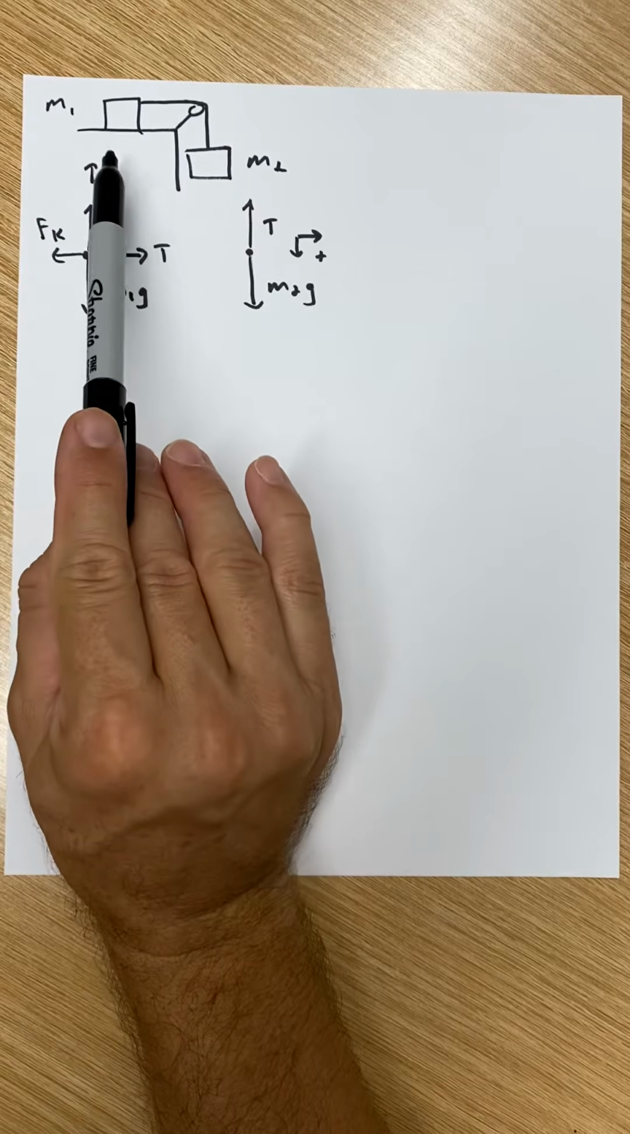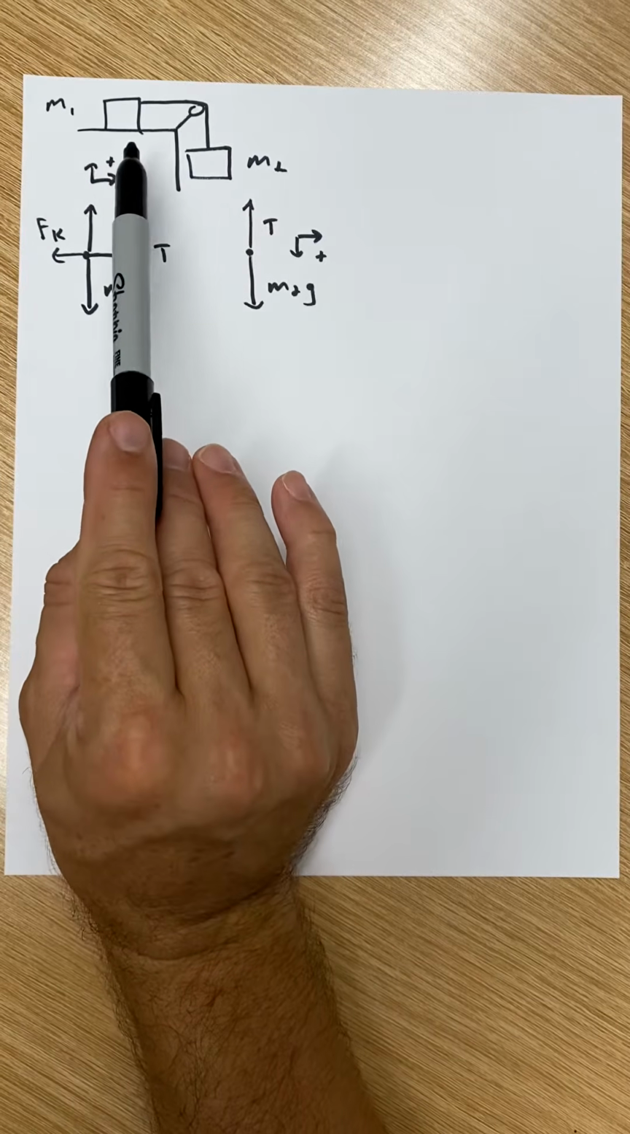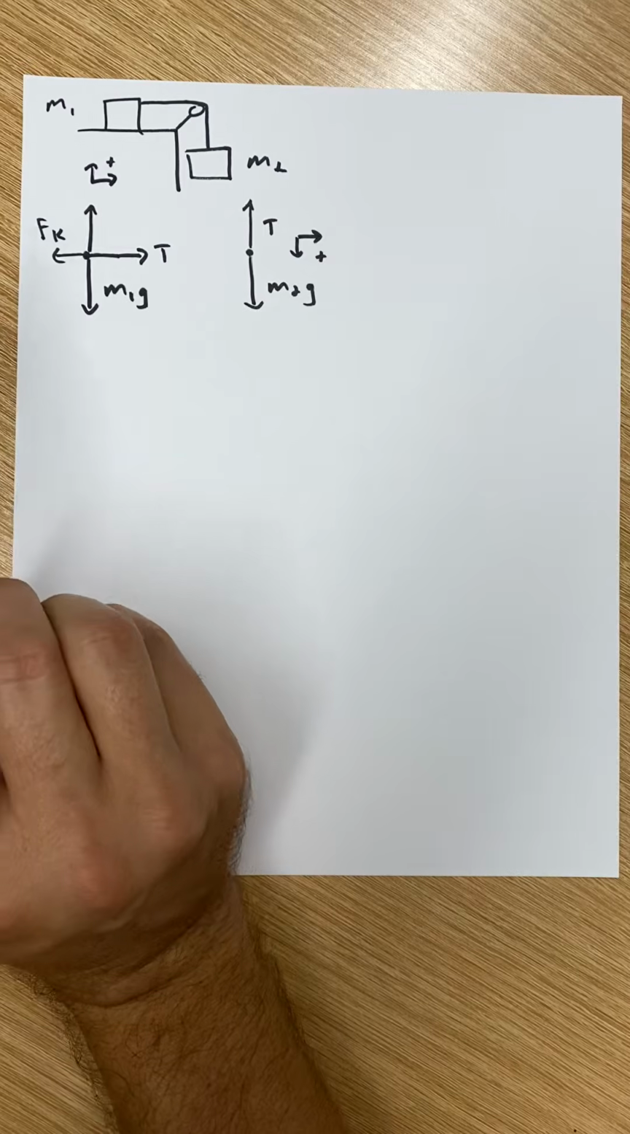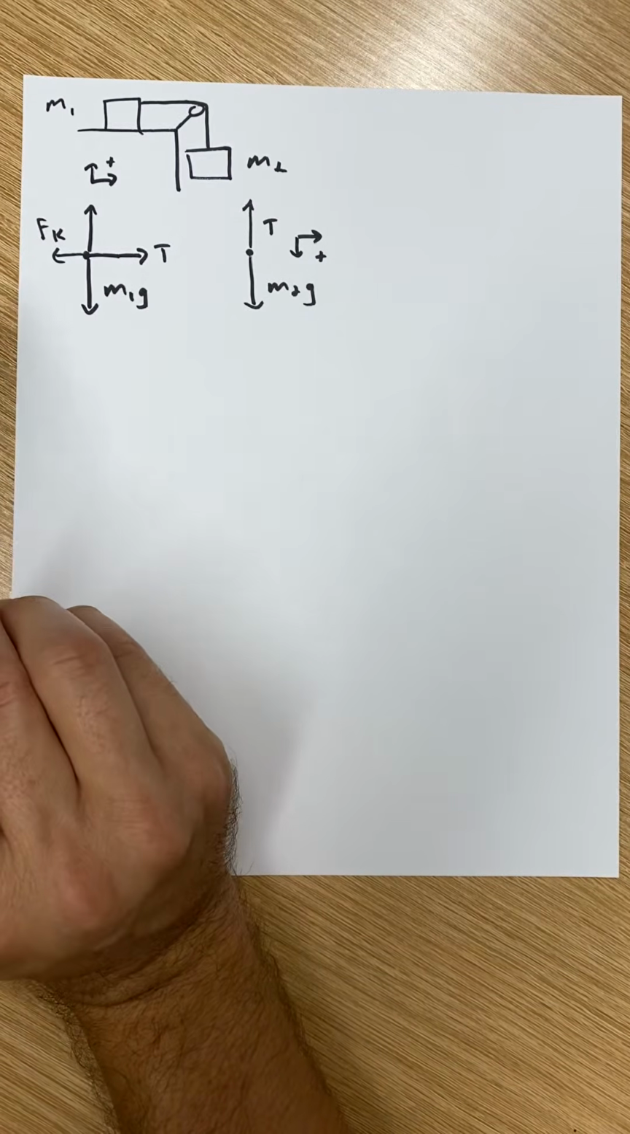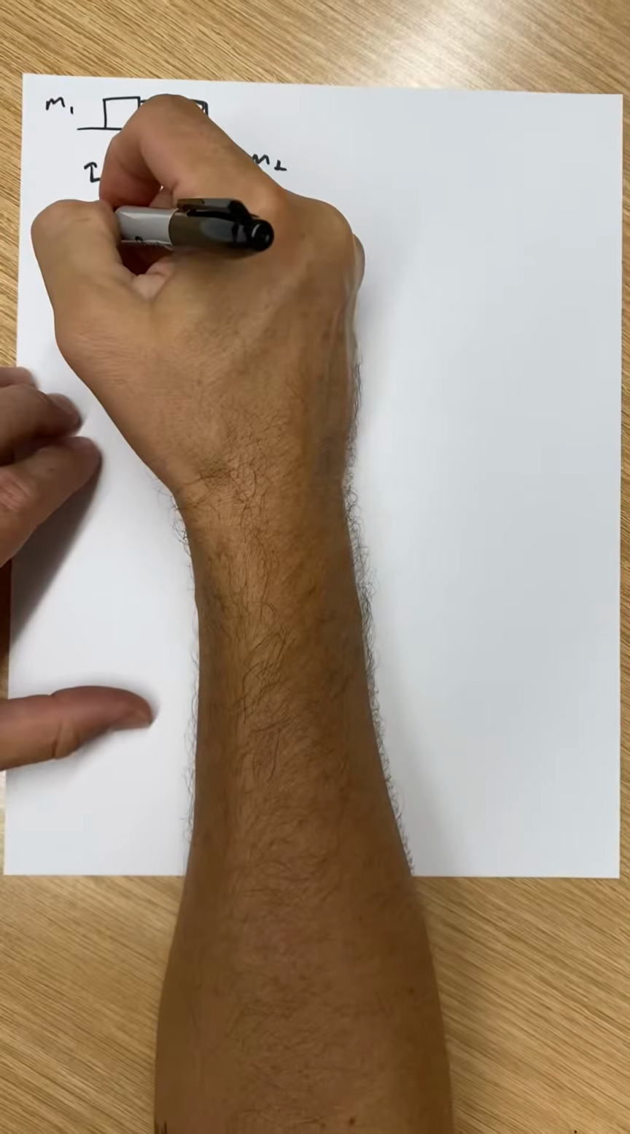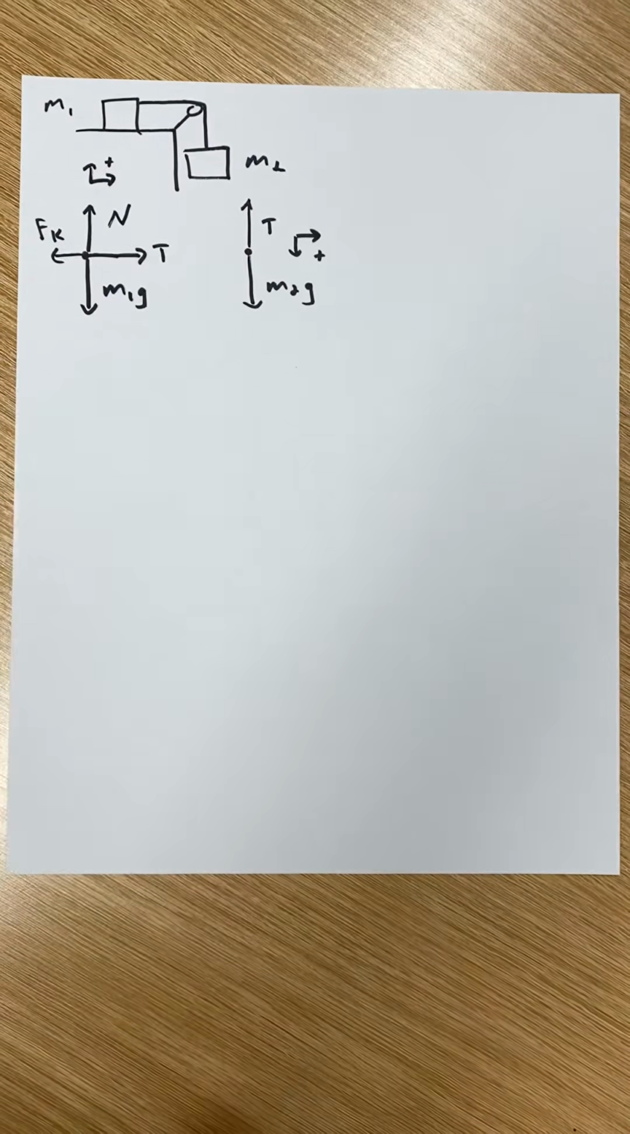M2 is accelerating downward, and M1 is accelerating to the right. But now there's a coefficient of kinetic friction between this surface and mass 1. So I've drawn the free body diagrams, except I forgot to label the normal force. They look exactly the same as the previous problem.